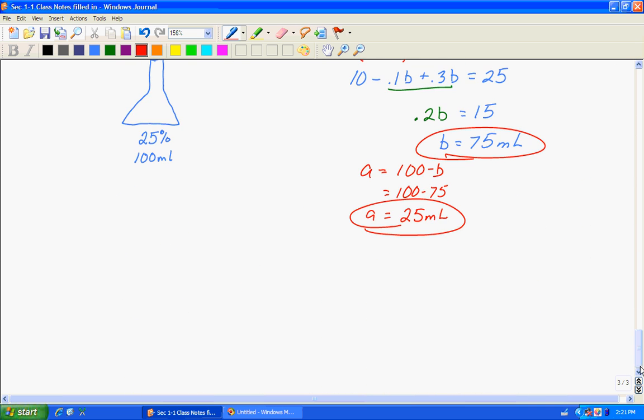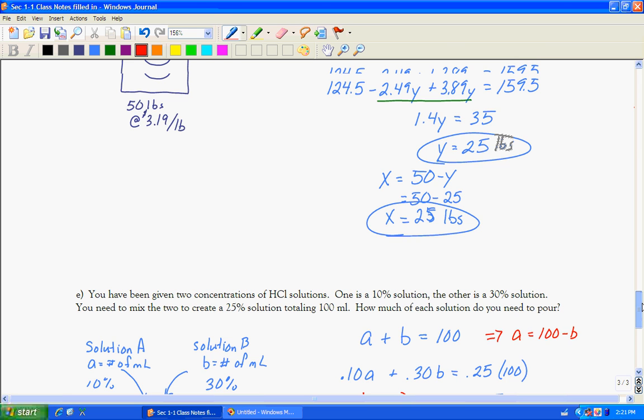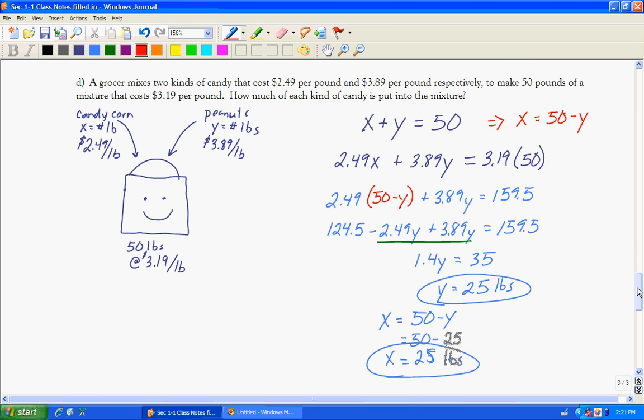Okay, last 2 problems are mixture problems. First, mixture. We are mixing together 2 different types of candy. One is $2.49 a pound and the other one is $3.89 a pound. So if we mix them, we're going to get a mixture that's in between those 2 prices. And it says we end up with 50 pounds that cost $3.19 per pound.